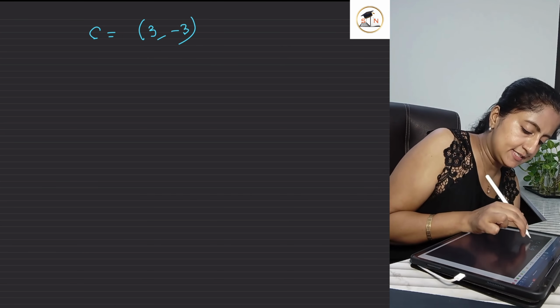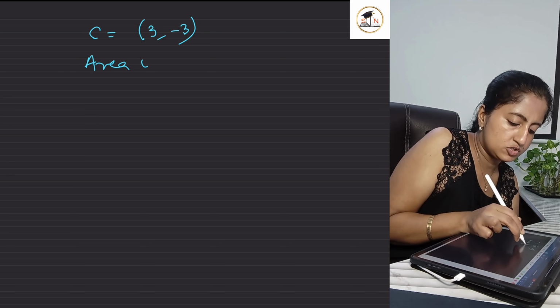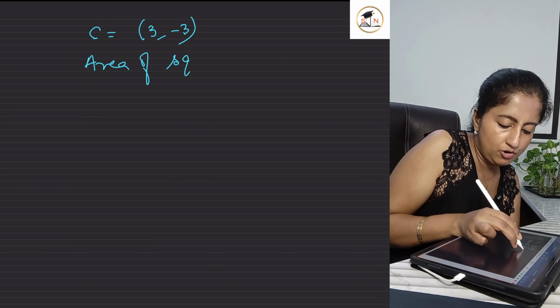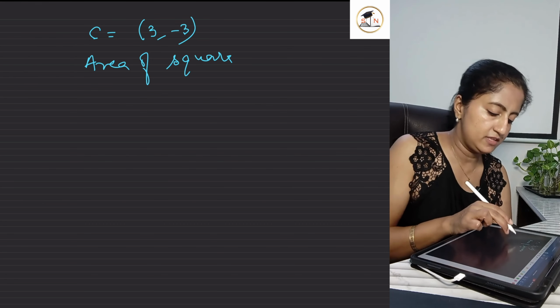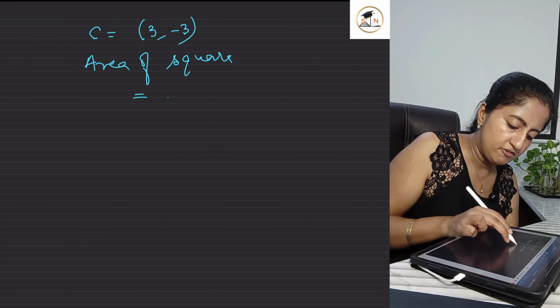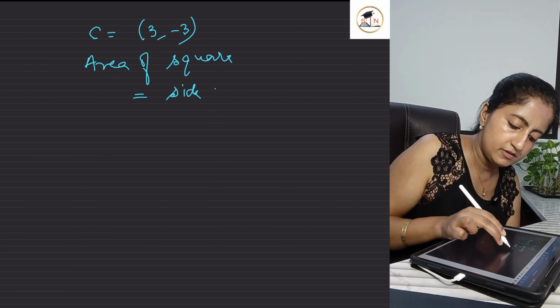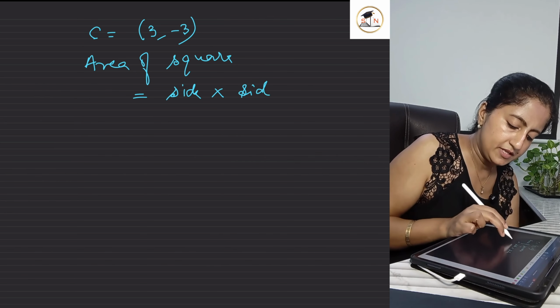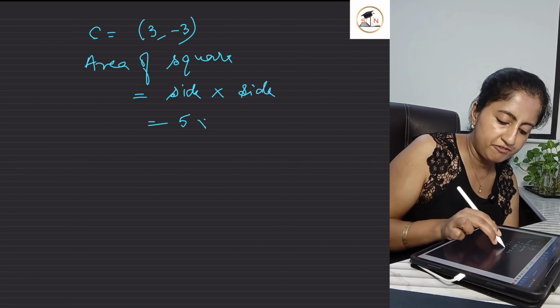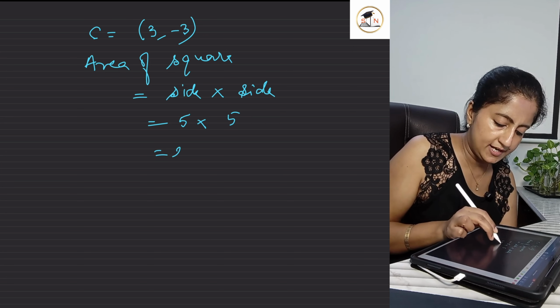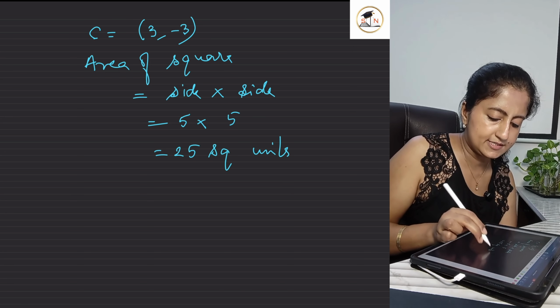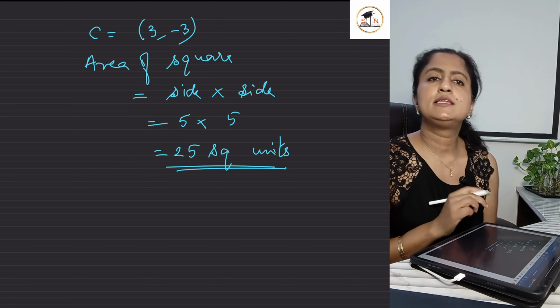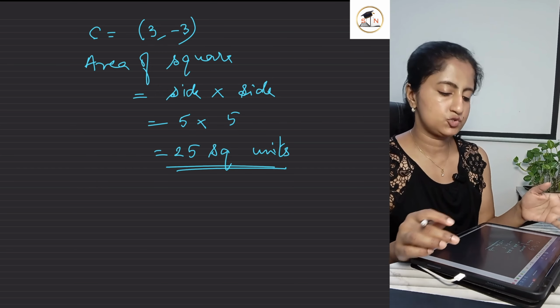Now, the next thing is area of square. So we had already figured out what is the length of each side of a square, and therefore area is going to be, first write down the formula, okay, side times side, and now the value 5 times 5, hence it is 25 square units. This is the area of the square.